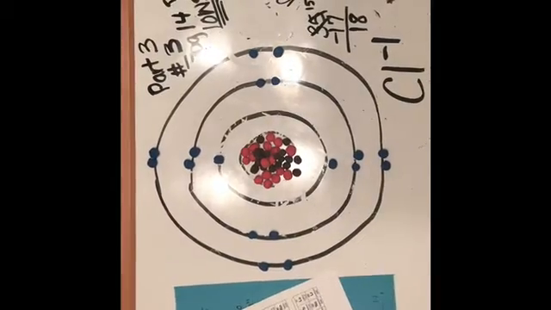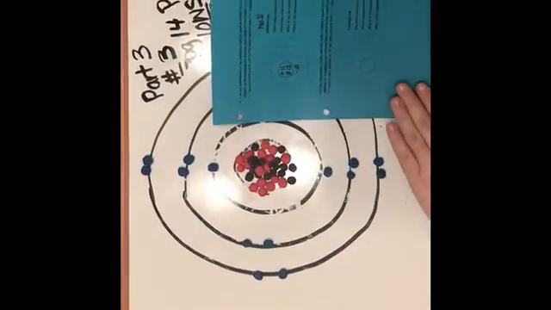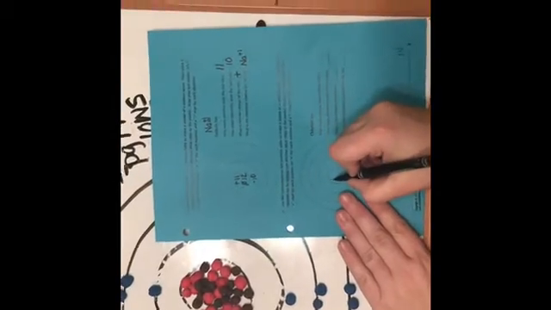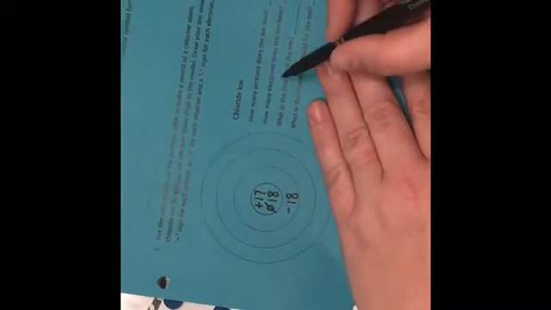So let's put this on our lab sheet. For our lab sheet, we now know chlorine has 17 protons, 18 neutrons, and it's supposed to have 17 electrons. But in our model, it has 18. So how does this change the charge of the ion? Well, how many protons does the ion have? 17. How many electrons? 18. So now what is the charge?